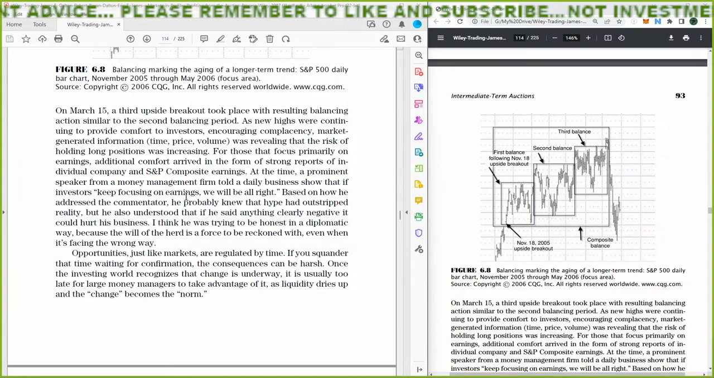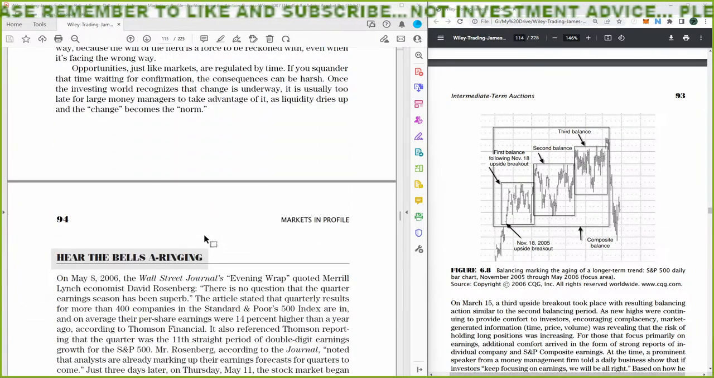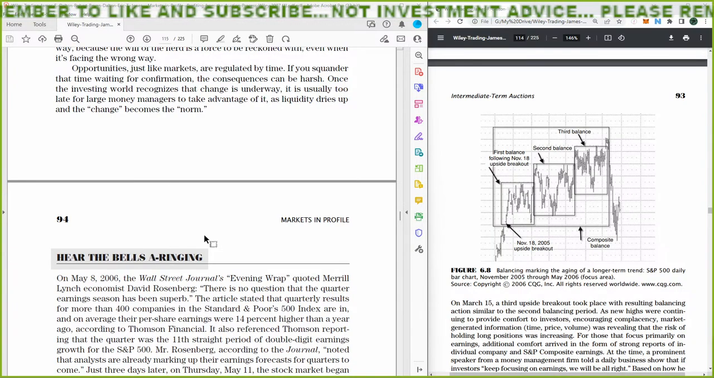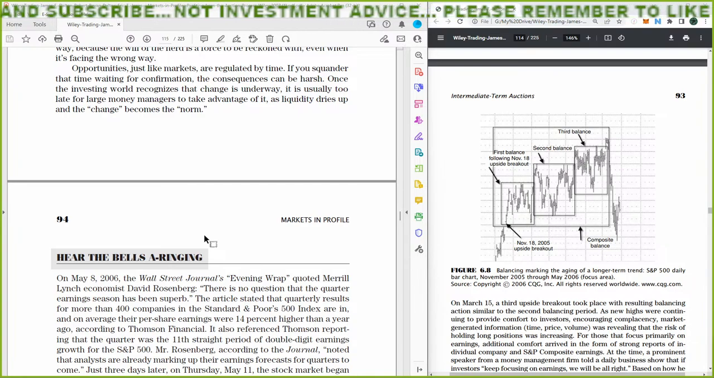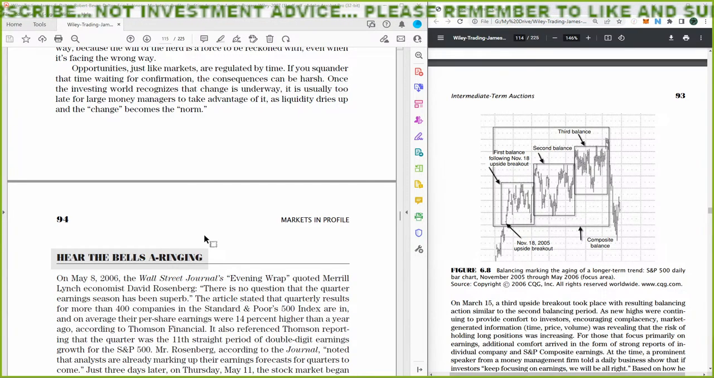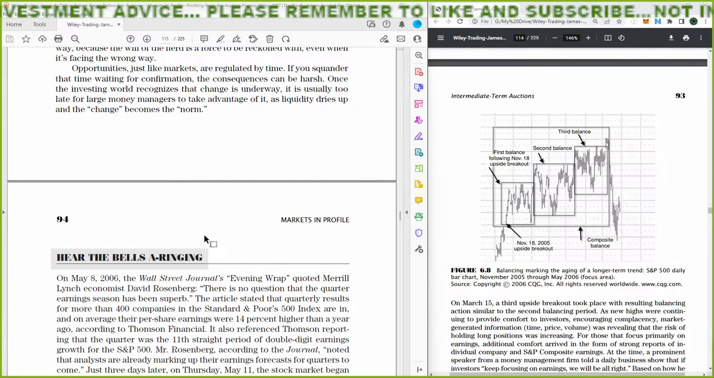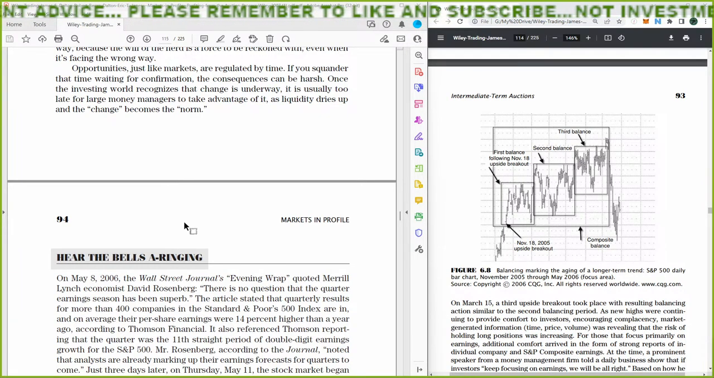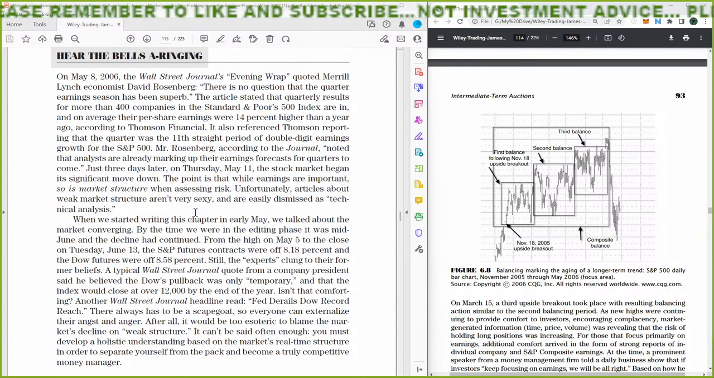Opportunities, just like markets, are regulated by time. If you squander that time waiting for confirmation, the consequences can be harsh. Once the investing world recognizes that change is underway, it is usually too late for large money managers to take advantage of it, as liquidity dries up and the change becomes the norm. Hear the bells a-ringing.